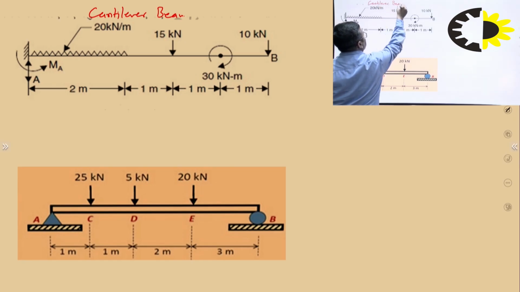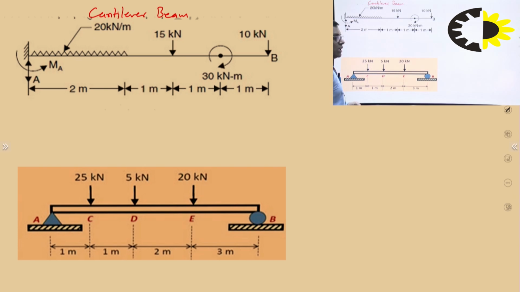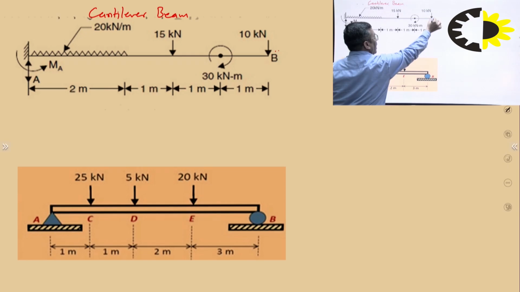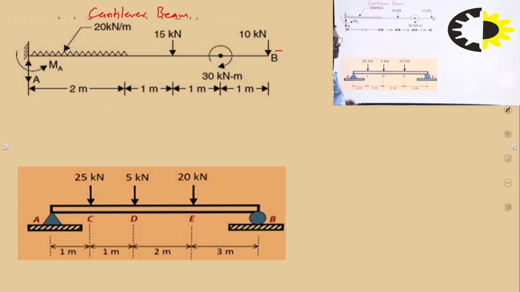Which type of beam is it? Cantilever beam. Cantilever beam means one end is fixed and the other end is free. So for these kinds of questions, how do we proceed? First, which type of support is this? Fixed support.